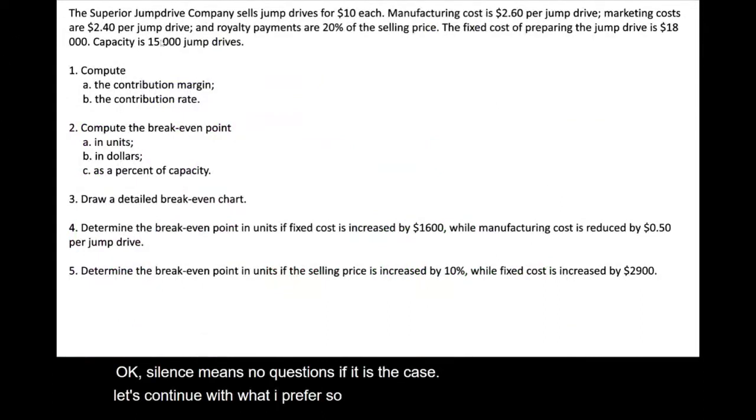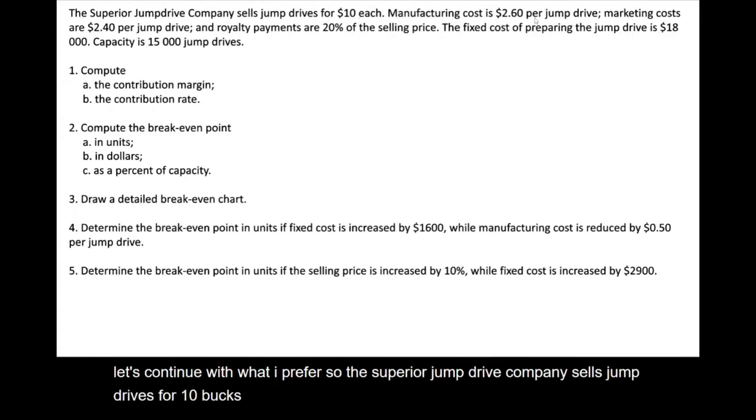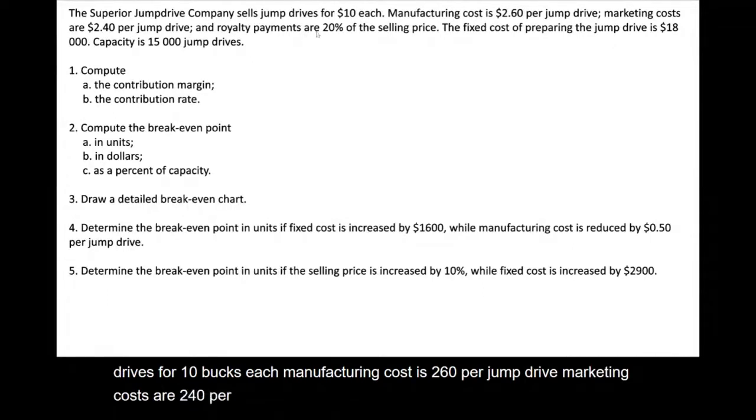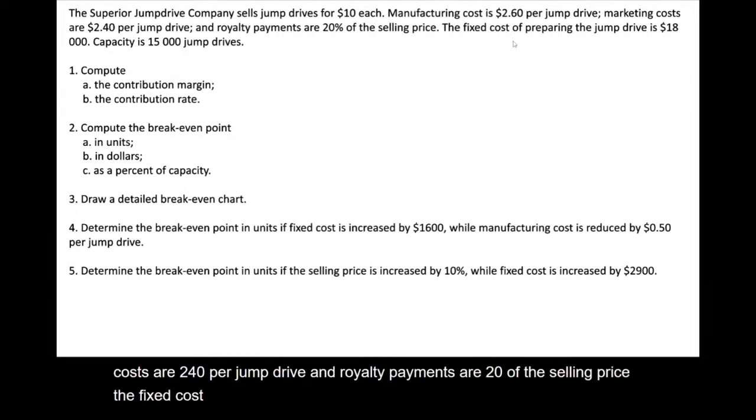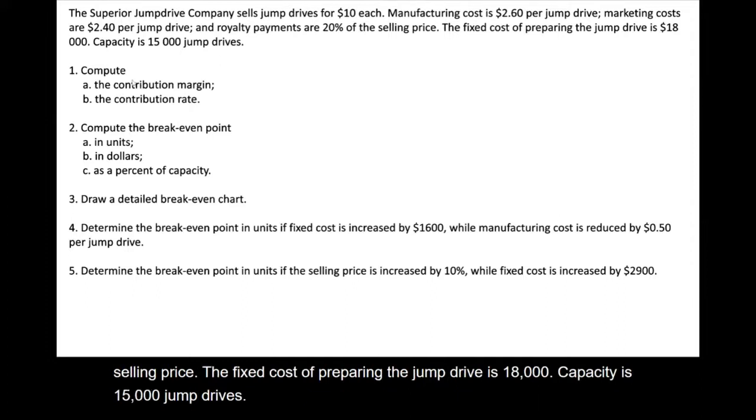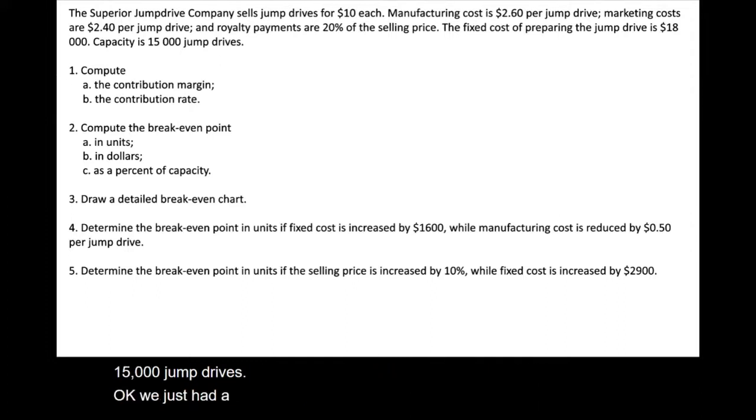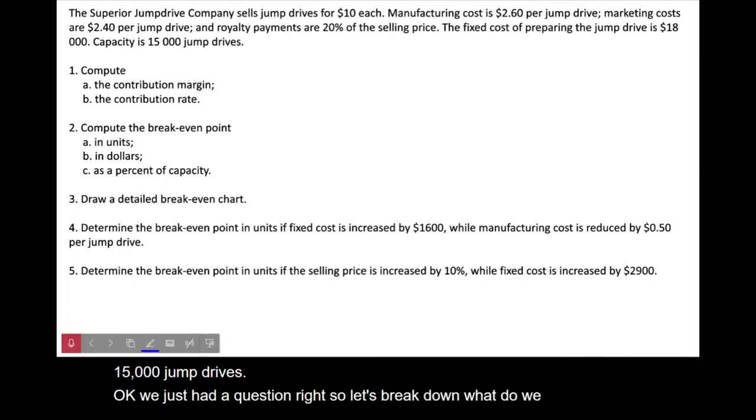So the Superior Jump Drive company sells jump drives for $10 each. Manufacturing cost is $260 per jump drive. Marketing costs are $240 per jump drive, and royalty payments are 20% of the selling price. The fixed cost of preparing the jump drive is $18,000. Capacity is 15,000 jump drives. So let's break down what we know here.